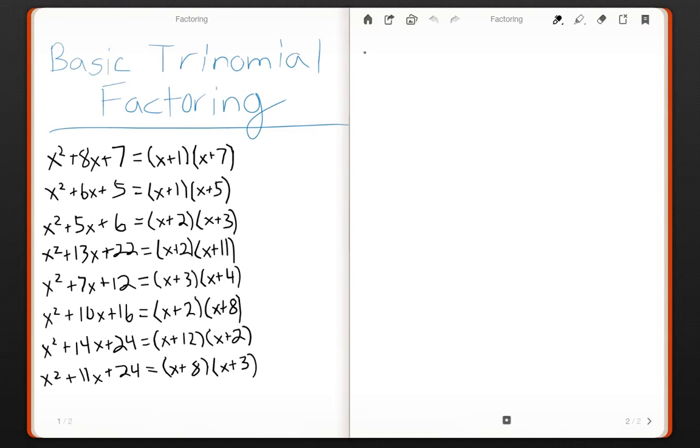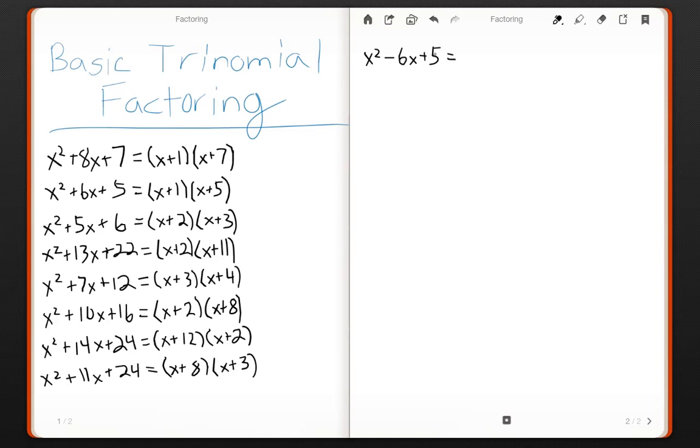All right, now let's bring in some minuses. X squared minus 6x plus 5. Well, think about this. We need two numbers that multiply to 5. Now, you might think, oh, well, that's only 1 and 5. But we need to end up with a negative number here. So that means we need some negative factors.